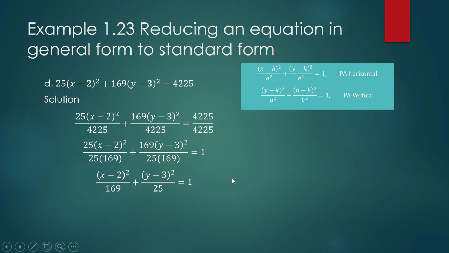We are not required to identify the center, but let's do it. What's the center of this ellipse? It's 2, 3. A squared is 169. So A is the square root of 169, which is 13. B squared is 25. So B is equal to the square root of 25, which is 5. And since our A squared, the larger denominator, is under the term involving x, our principal axis is horizontal.